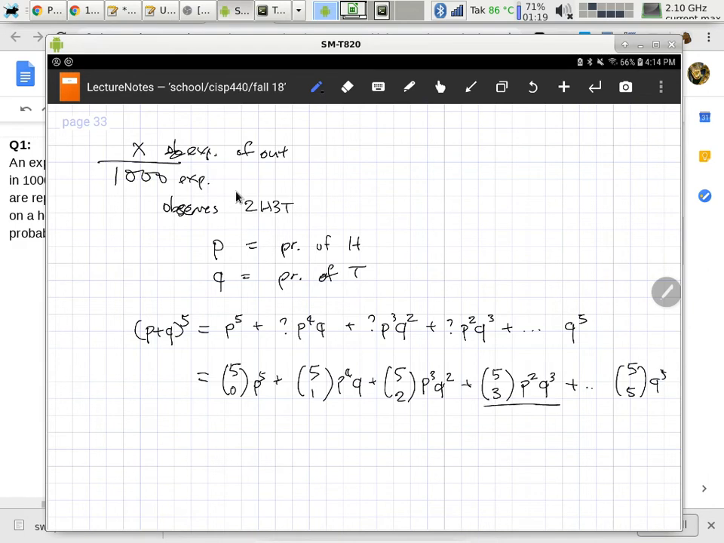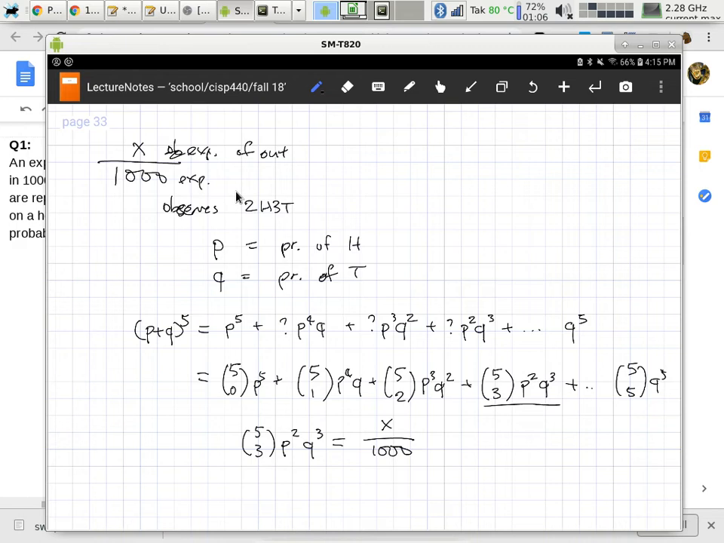But this is the one that I'm most interested in because this is the one that tells me about the relative probability of 2 heads and 3 tails. So now I pick this one up and I say 5 choose 3 times P squared and Q to the power of 3. This really is X divided by 1,000, if 1,000 observations is representative of the behavior of the coin. Is that okay so far?